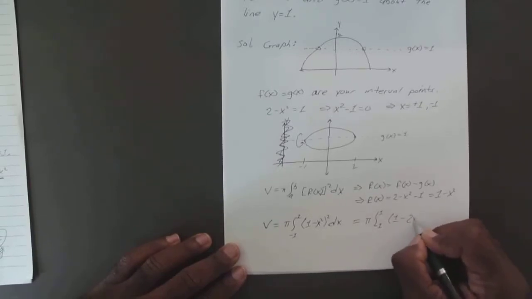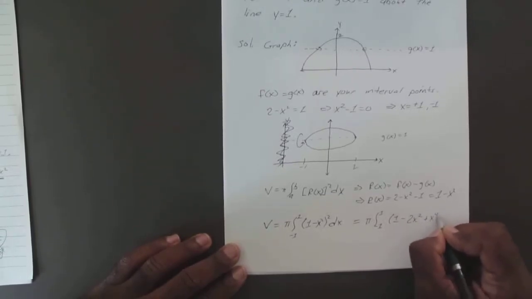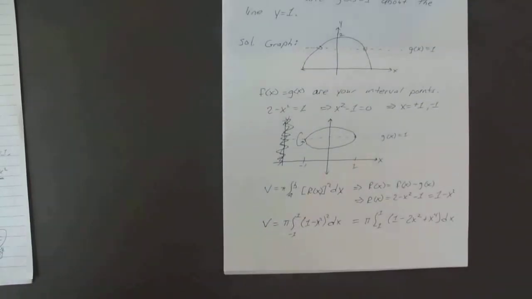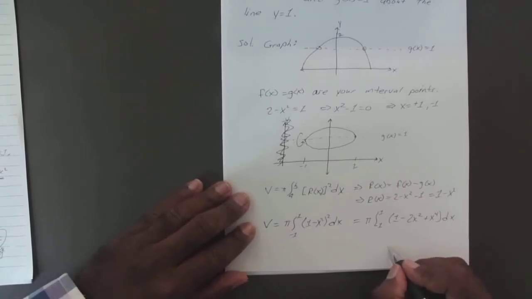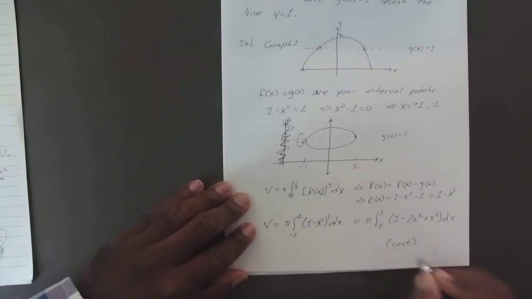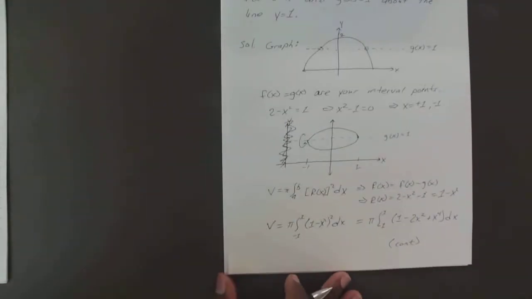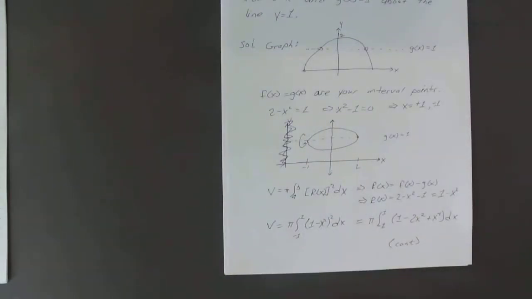Okay, so of course we're going to have to do the FOIL method and all that other stuff to simplify that a little bit. From -1 to 1, so that would give us 1 minus 2x squared plus x to the 4th dx. And I may have to continue that on another sheet because it looks like I'm running out of space. Let me leave that up in case somebody wants to finish up.